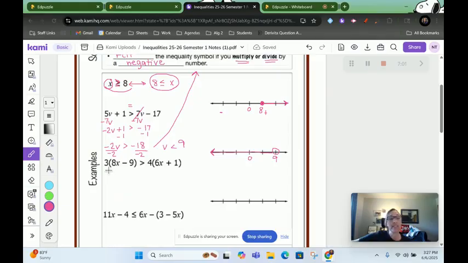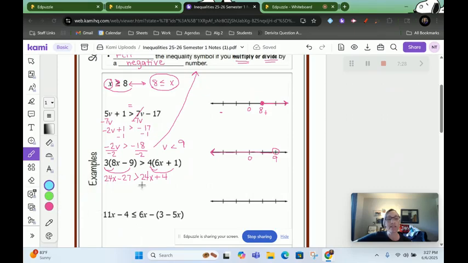When we see parentheses, we know we want to distribute. Okay, distributing is multiplying. So 3 times 8 gives me 24x. And 3 times negative 9 gives me negative 27. And that is greater than, if I distribute here, I get a 24x. And 4 times 1 is 4. And now it looks just like the problem we solved last time.